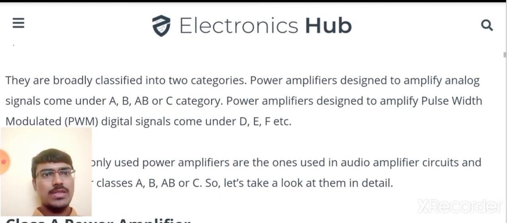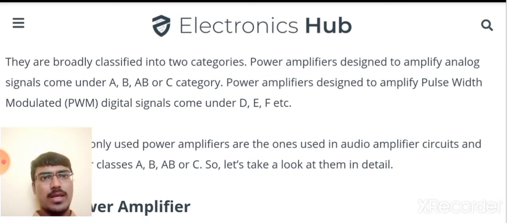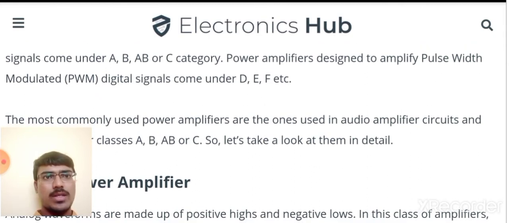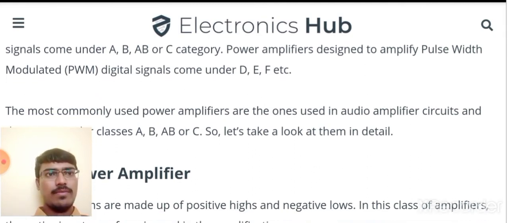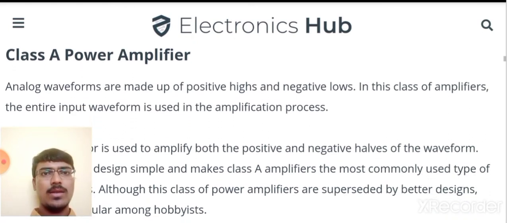They are broadly classified into two categories. Power amplifiers designed to amplify analog signals come under classes A, B, AB, or C. Power amplifiers designed to amplify pulse width modulated (PWM) digital signals come under classes D, E, F, etc. The most commonly used power amplifiers are the ones used in audio amplifier circuits, and they come under classes A, B, or C. So let's take a look at them in detail.